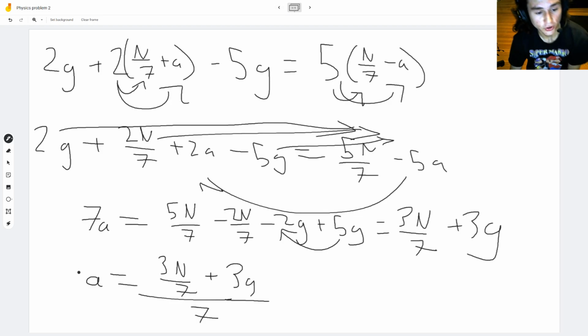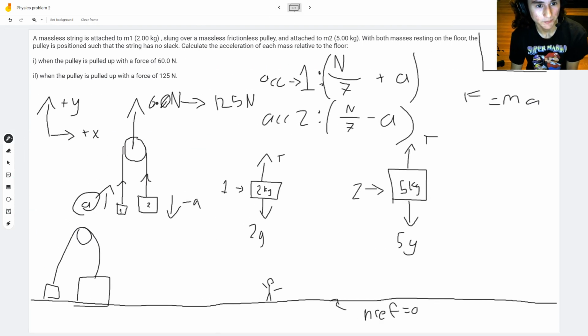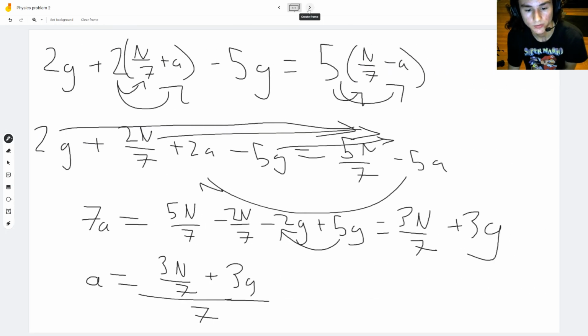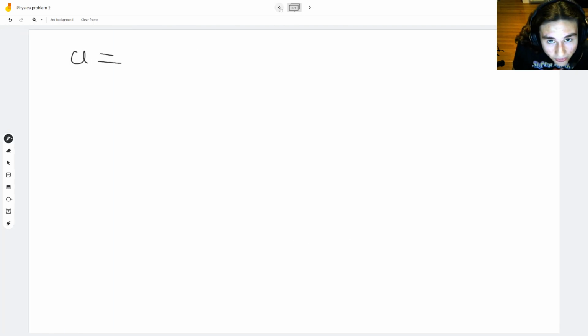So now if we go back and look at what a actually represents, a is only the acceleration from the perspective of this, but we want the acceleration from the perspective of the floor. So what we're going to do is plug it back into our equations. And first off, we also need to know our forces. I've left it as n, but now instead of n, we're going to plug in 60 and 125. So I'm going to rewrite this equation, and I'm going to simplify some things in this equation.